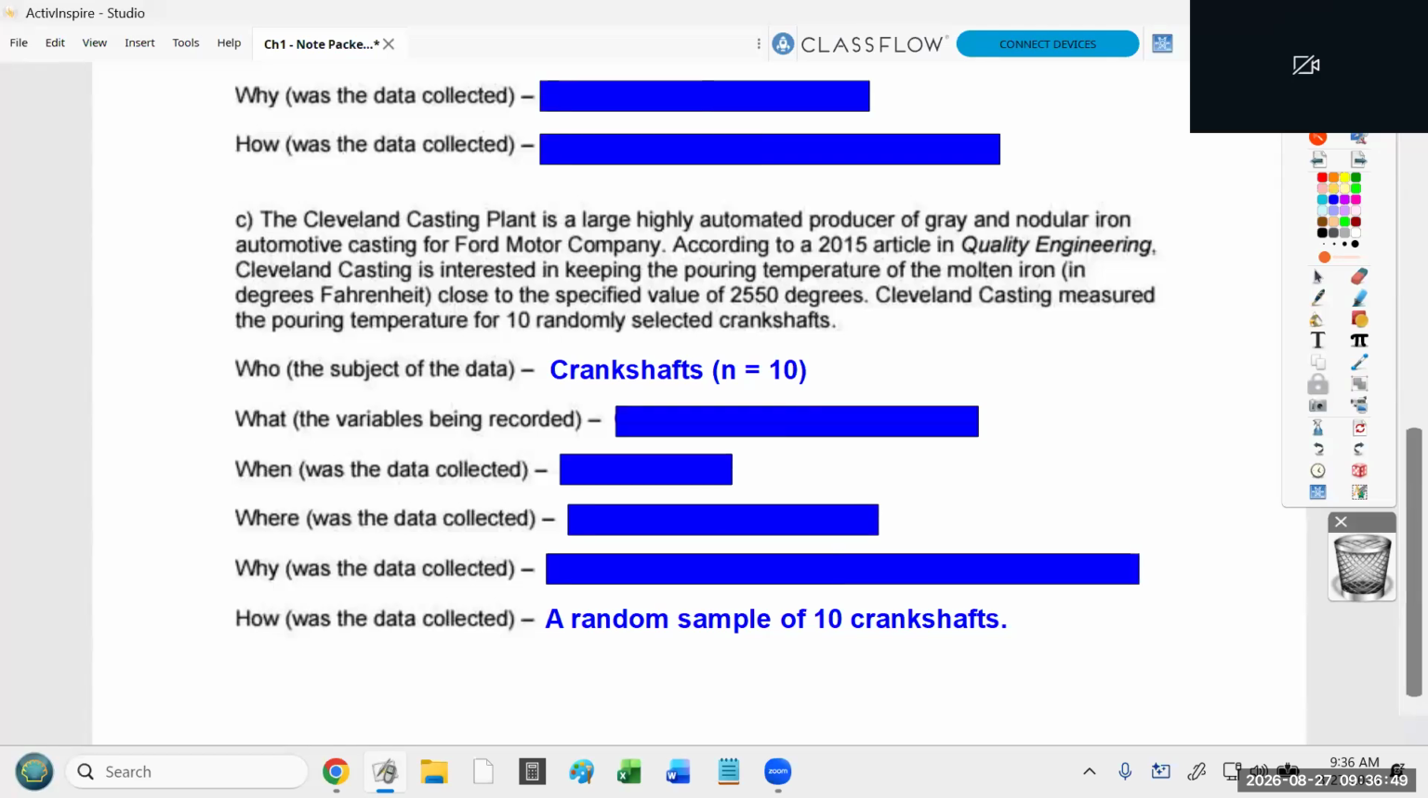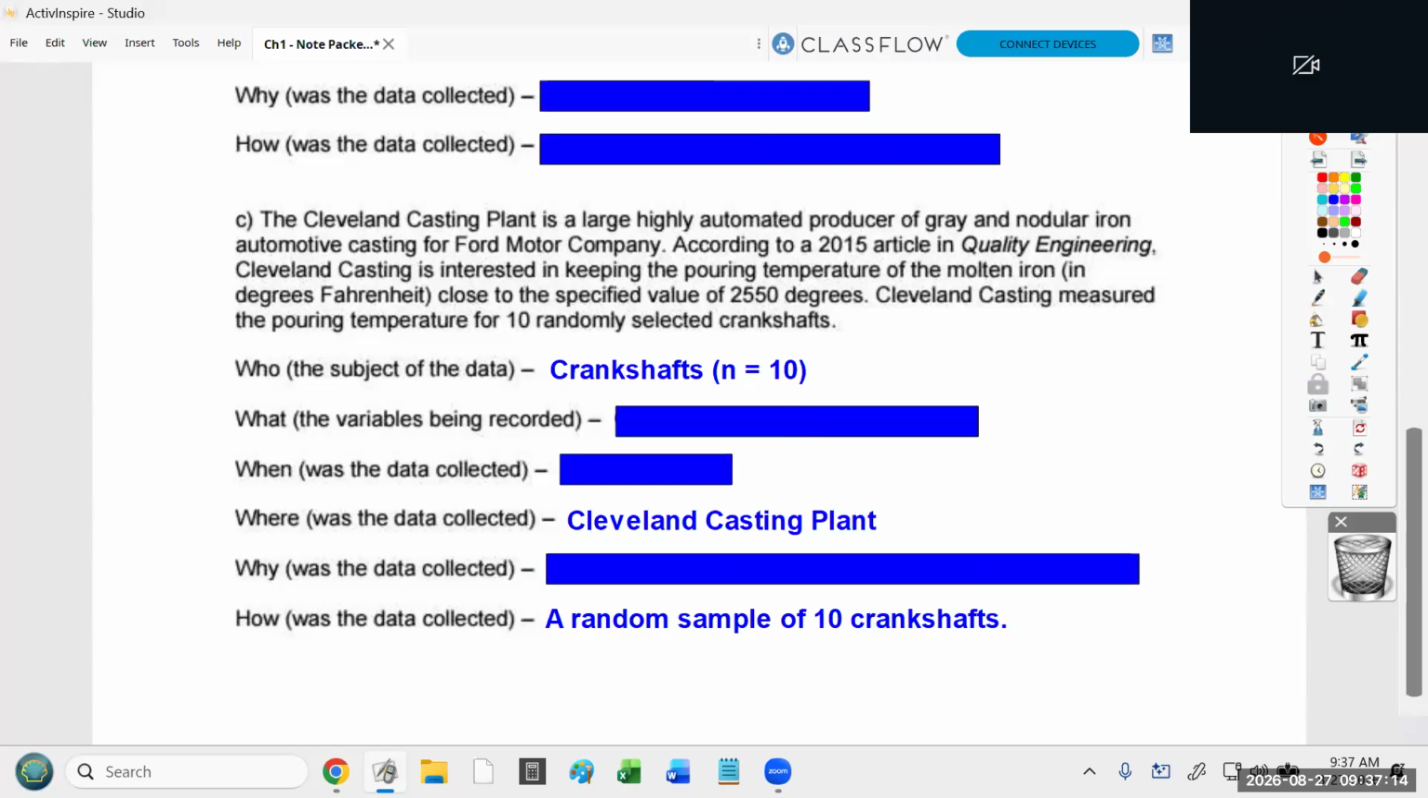Take random samples of 10 crankshafts. Don't get the next 10 off the line. That might be considered a convenience sample, and that opens you up to bias. Okay. The where, I'll admit, maybe the Cleveland Casting plant has multiple locations and it's not necessarily in Cleveland, but I'd be fine just saying it's in Cleveland. I mean, that seems intuitive enough.